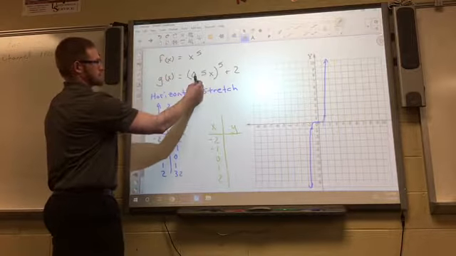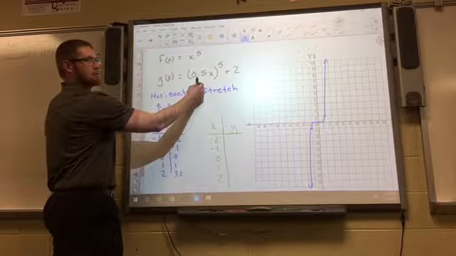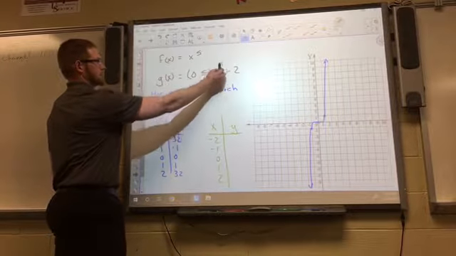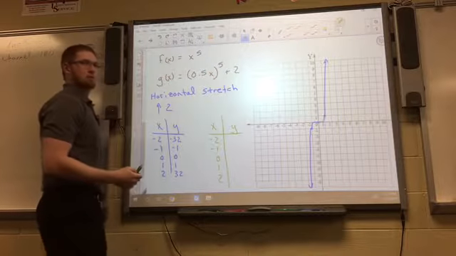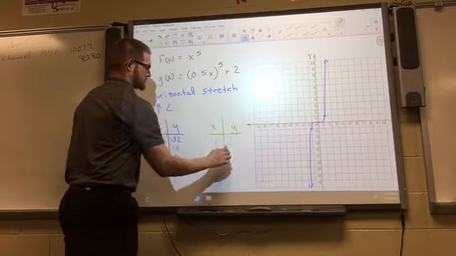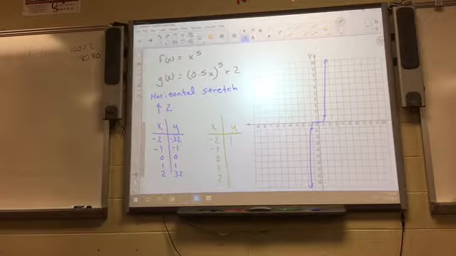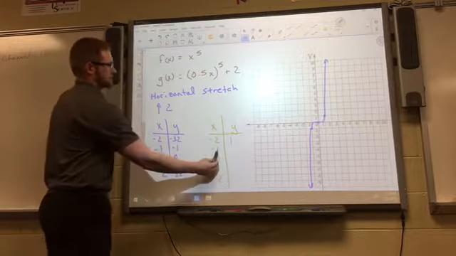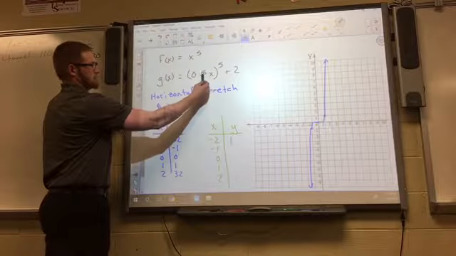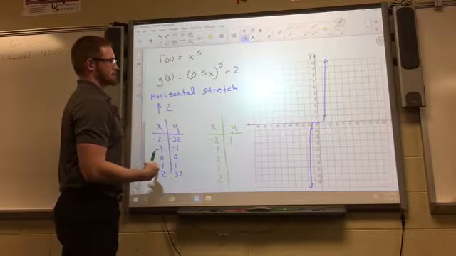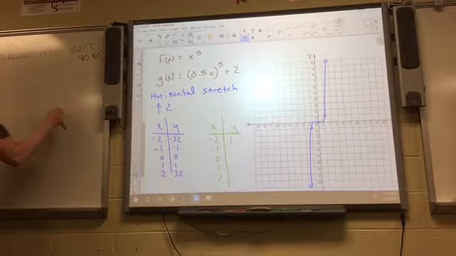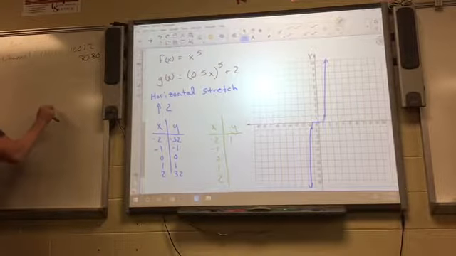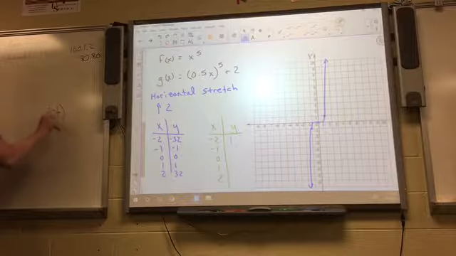-2 times 0.5. -1 to the 5th. -1 plus 2. 1. This one's a little bit harder. -1 times 0.5. Okay, I'm going to do it as a fraction. You okay with that? So I have -1/2. What is -1/2 to the 5th power?